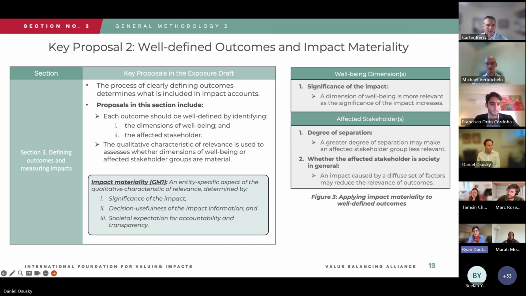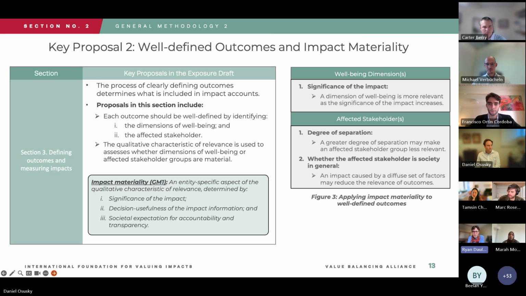Applying that specifically to both well-being dimensions and then affected stakeholders, sort of the two parts of a well-defined outcome. One, for each well-being dimension, it's fairly straightforward. You measure the significance. If it's bigger, it's probably more material. If it's less significant, it's less material.